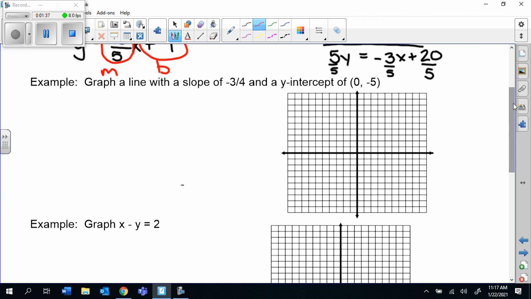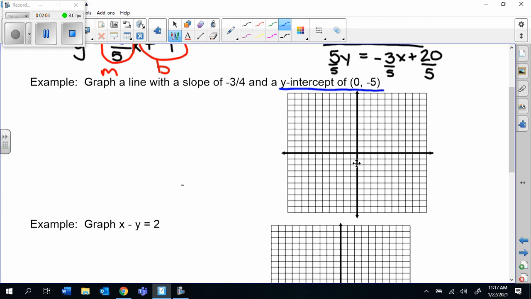All right, so let's graph a line. Some of this is review. As you've seen throughout this whole chapter, there's just some overlap in the sections. So graph a line with slope of negative 3/4 and a y-intercept of 0, negative 5. Remember, when we graph, we're always going to do the y-intercept first. So the instructions here look a little different, but what we do does not change.